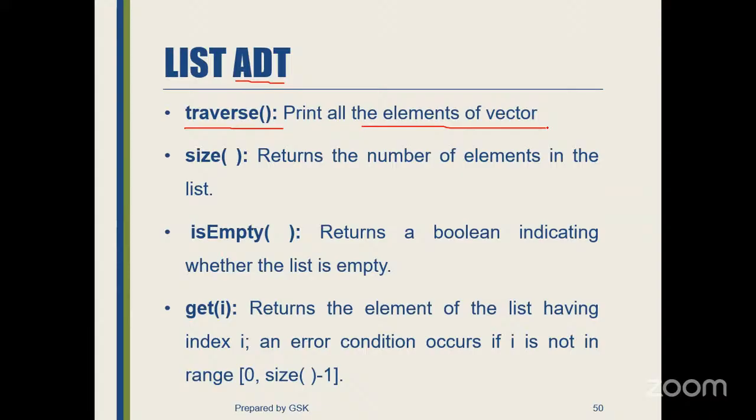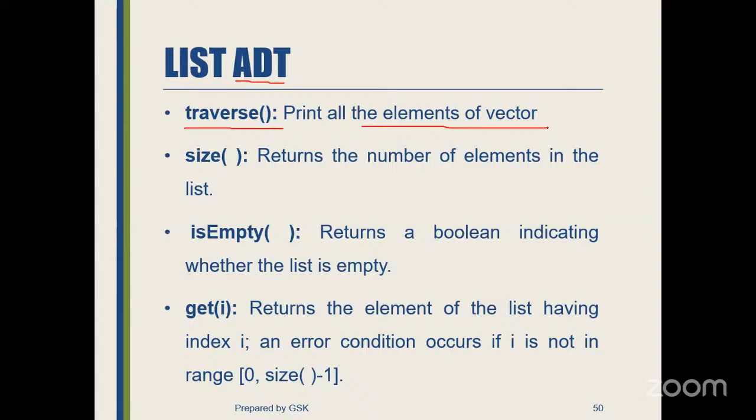isEmpty returns a Boolean value indicating whether the list is empty or not. So isEmpty is a Boolean function. The return type of the function is Boolean. It returns true if the list is empty. It returns false if the list is not empty, that is, it has one or more elements.